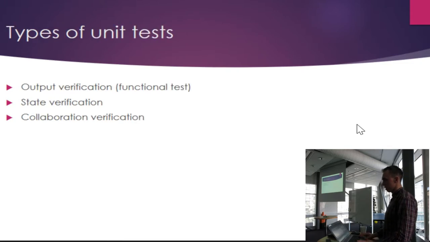Yeah, so now let's talk about types of unit tests. The first is the functional test, output verification. We treat our function as a black box. We make some input and expect output. We don't check any states. These are very good tests because they are not bound to our internal implementation.